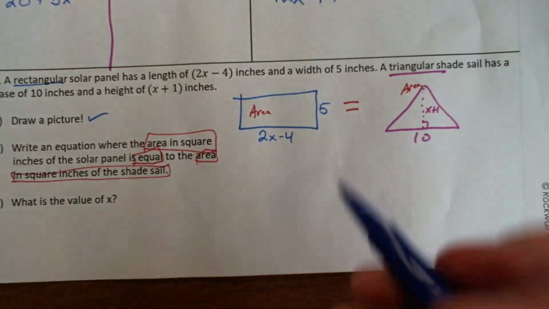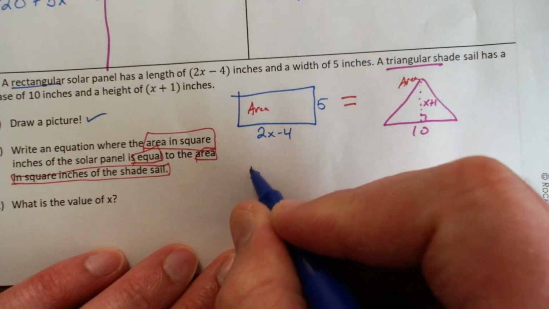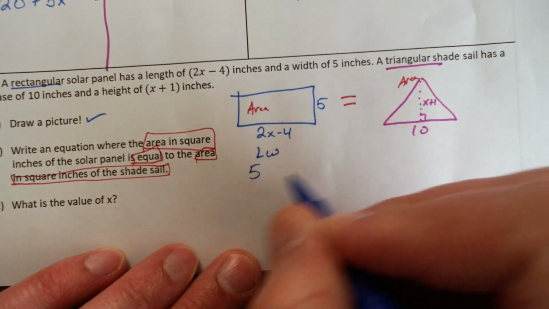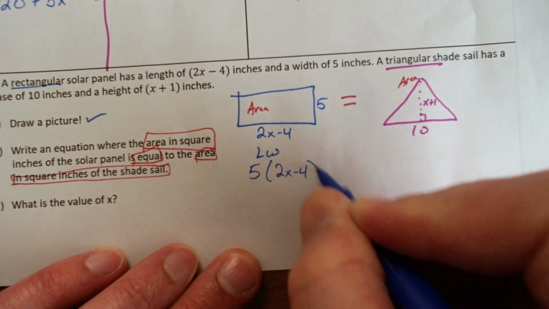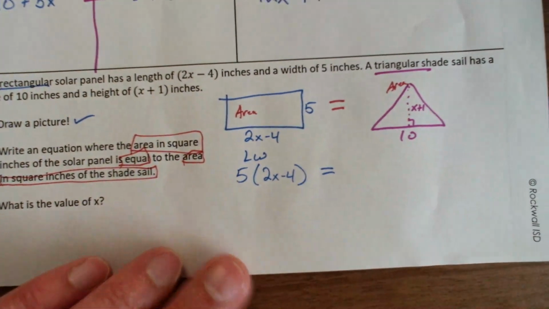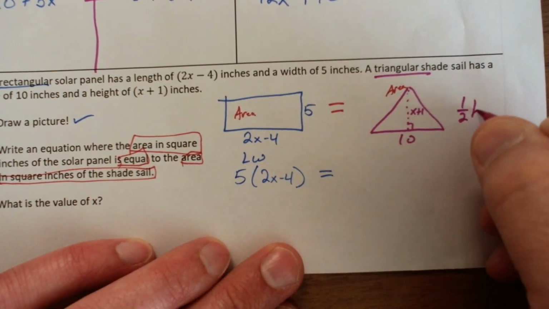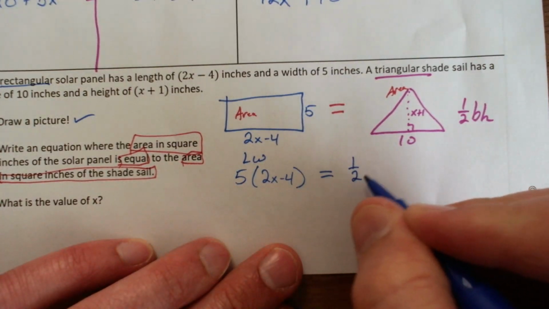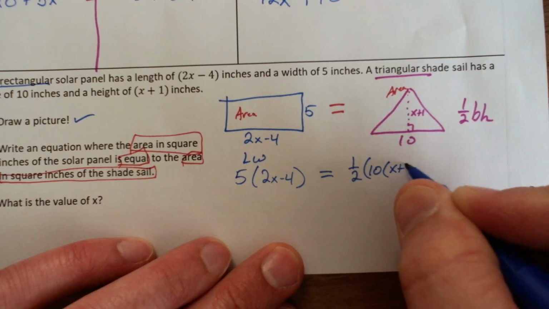So the area of the rectangle is length times width. So that's 5 times 2x minus 4 equals, the formula for area of a triangle is 1/2 base times height. So 1/2 base is 10, height is x plus 1.